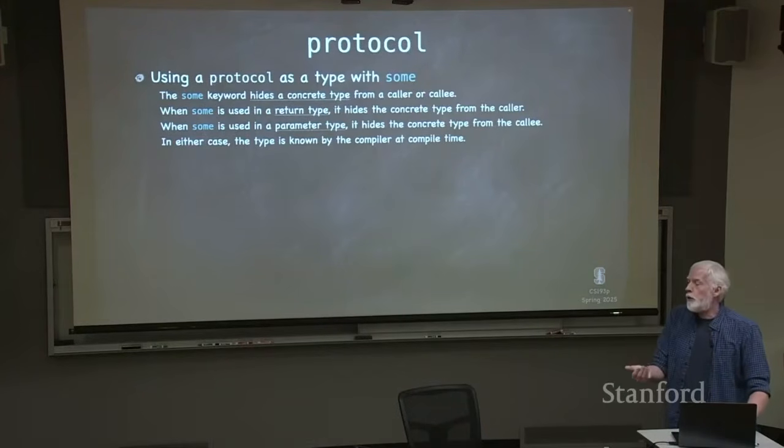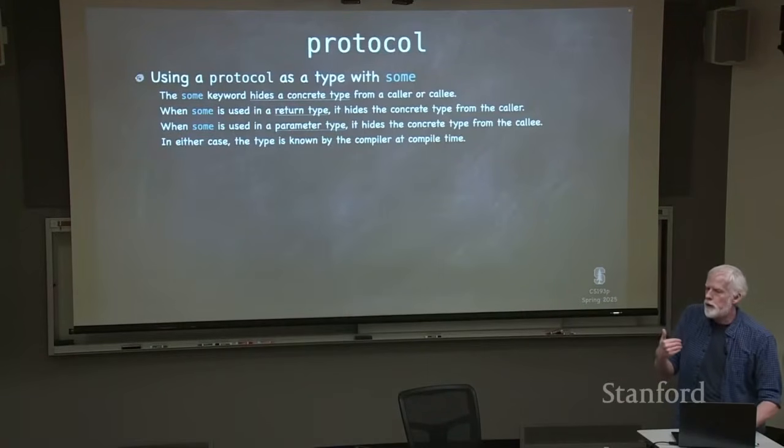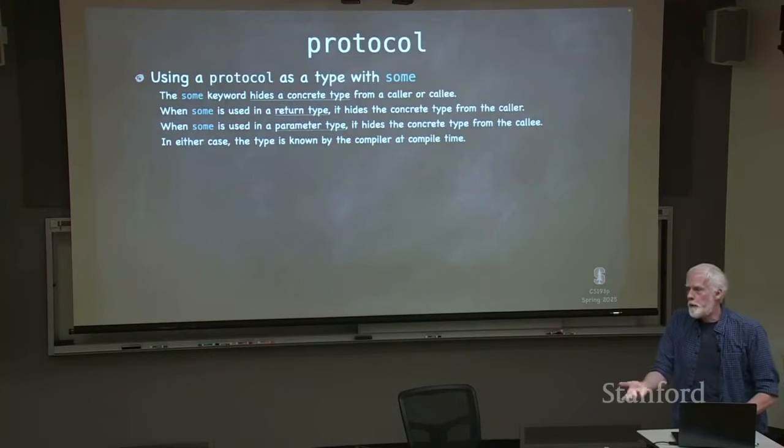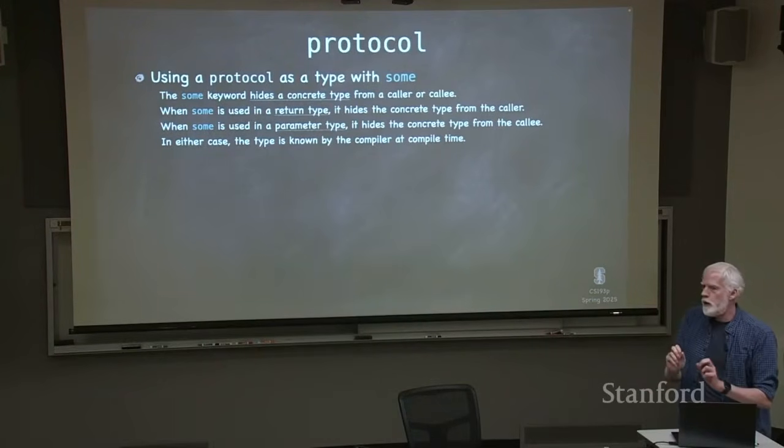When some is in a return type, like var body: some View, then it's hiding the concrete type from the caller. The person calling var body does not know the type of thing that's being returned. All it knows is that it's some View. The callee, the person implementing var body, definitely knows. It's calculating what that thing is inside its computed property. What about the other way? Well, if you use some as a parameter type, like you have a func and one of its arguments is some View, now you're hiding it from the callee.